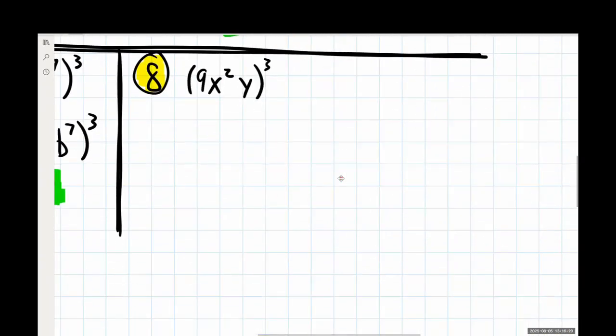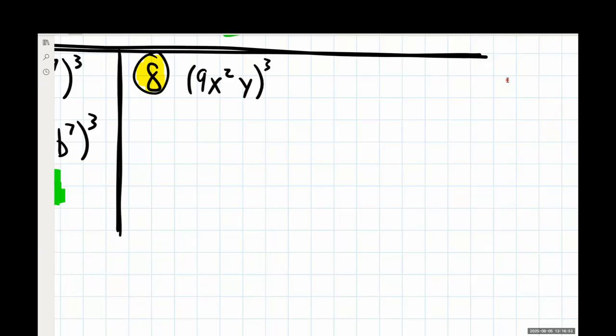So looking at number 8, we are given the quantity 9x squared y, all being raised to the third power. So there are a couple of ways we can go about organizing this for ourselves. I think there's pros and cons to both. At the end of the day, it's a matter of you picking which method you would like to use and then just committing to that for that problem.